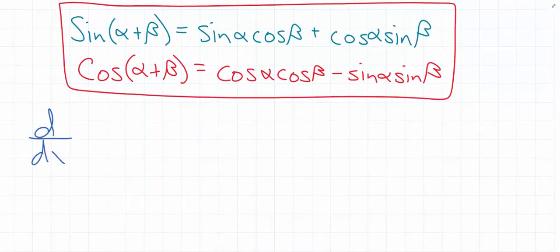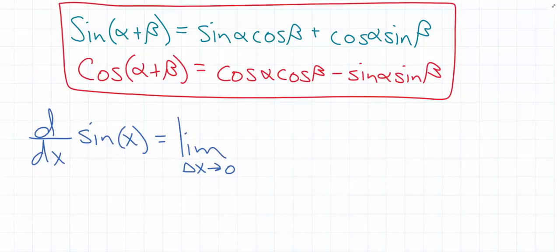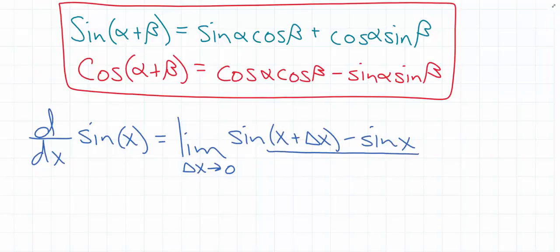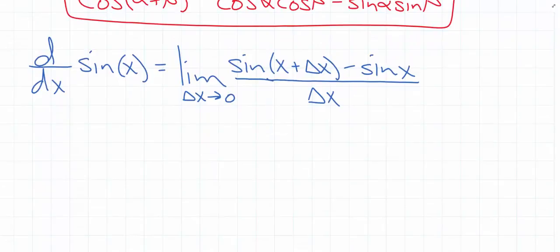Okay, so here I go. d/dx of sine x. Okay? Now, we go back and we put this in using the difference quotient just like usual. This would be the limit as delta x goes to 0 of sine(x plus delta x) minus sine x, over delta x. Okay? So we always go back to the derivative. Now, I want to expand out the sine of x plus delta x. That's what I want to do now. So here we go. We got the limit as delta x goes to 0.